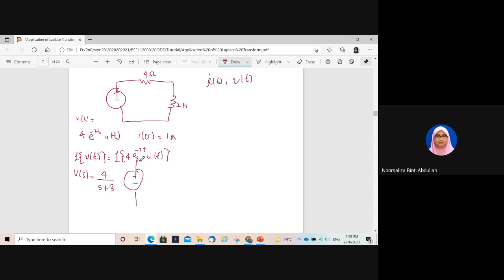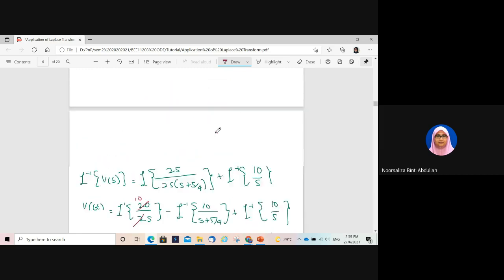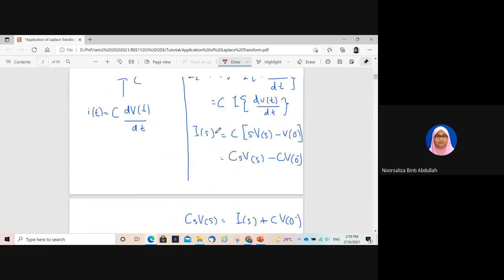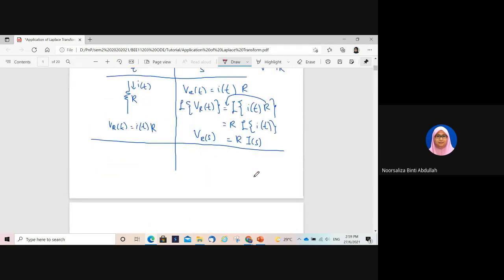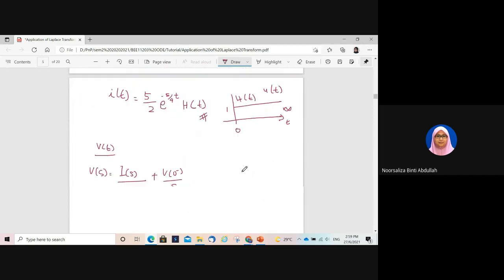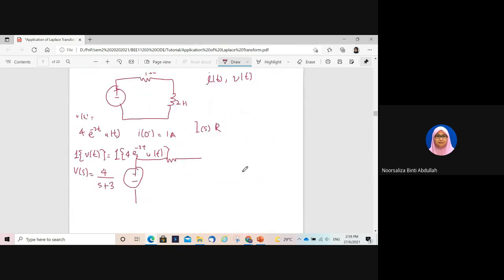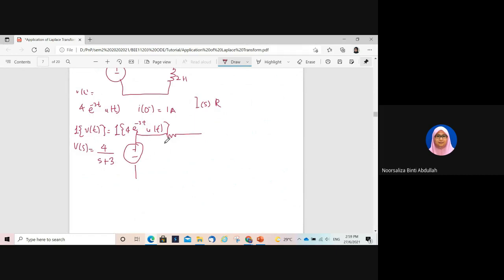And then you have the R. If you change to this one, you will get R I S. Betul? Right. Here, R I S. So what is R? R is 4. So 4 I S.